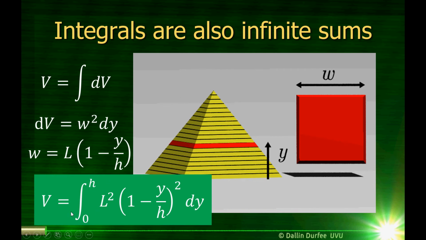So I put the limits in here, and when I'm done, I'm not going to get something plus a constant, because this is a definite integral. I'm going to actually get the volume of the pyramid. So all I have to do to find the volume of a pyramid is evaluate that integral. But how do you evaluate that integral?